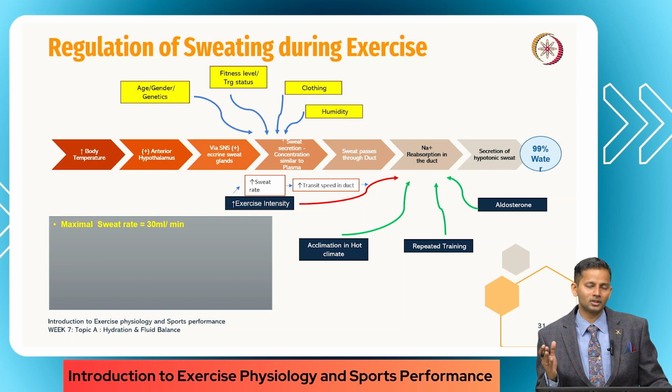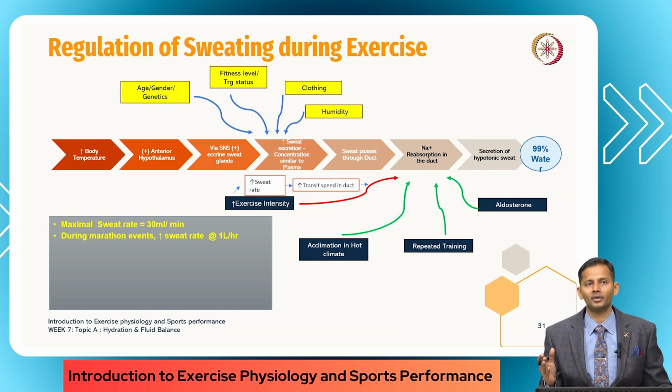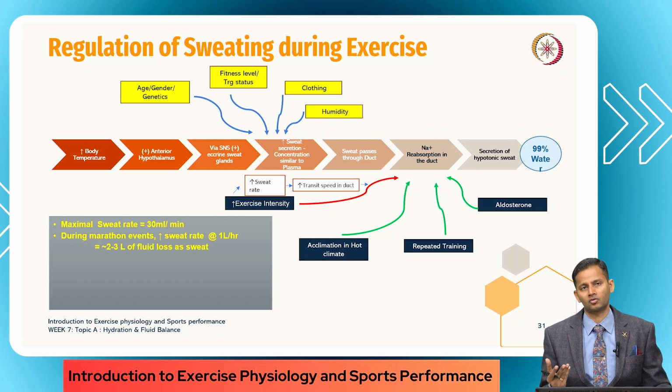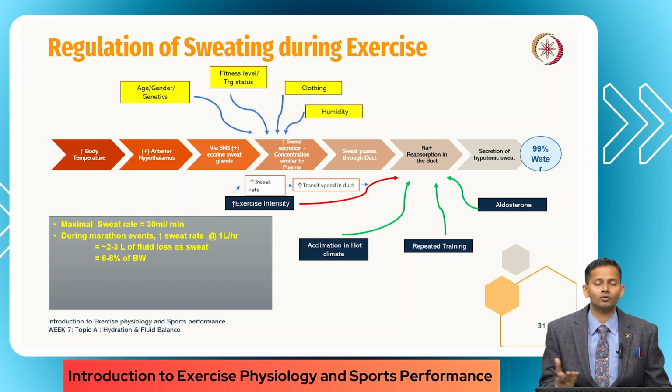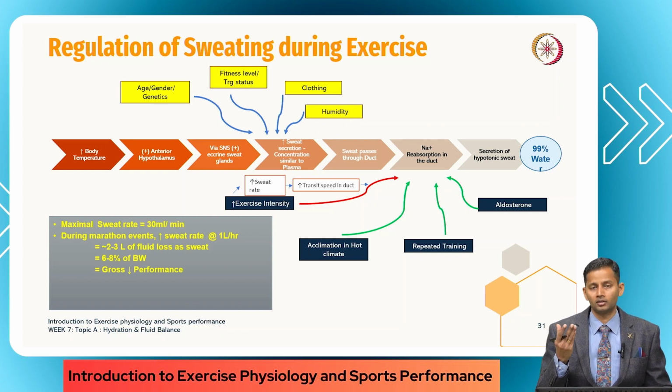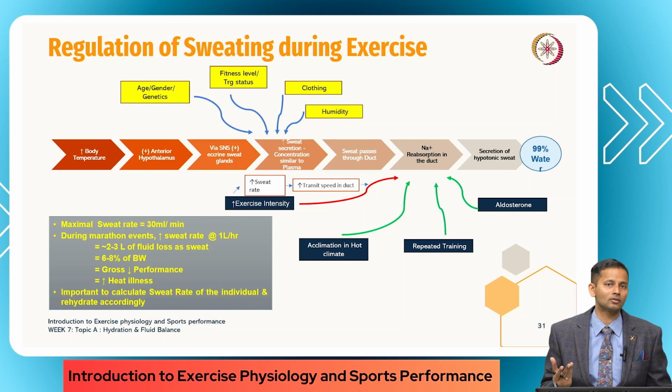Maximal sweat rate can go up to 30 ml per minute, and during marathon events there is a massive increase in the sweat rate, at the rate of 1 liter per hour. So for a full marathon, there may be a loss of about 2 to 3 liters of fluid as sweat, and this may even constitute about 6 to 8% of body weight. We saw earlier that a reduction in body weight through fluid loss of more than 2% itself can lead to heat illnesses in the exercising athlete. So this is a gross reduction in the performance as well as an increase in the chances of heat illness.